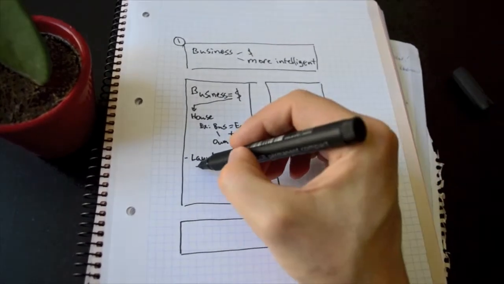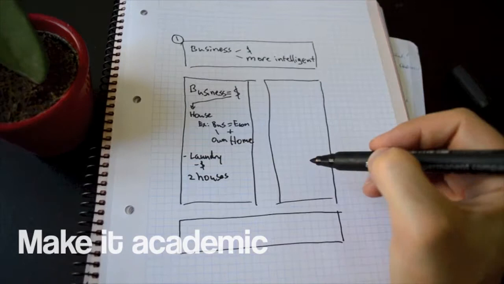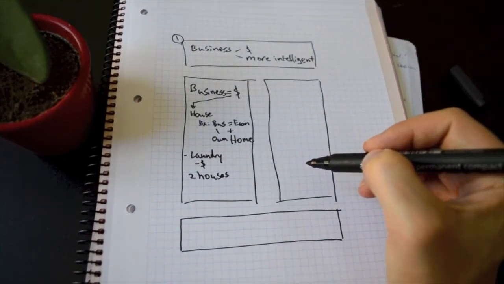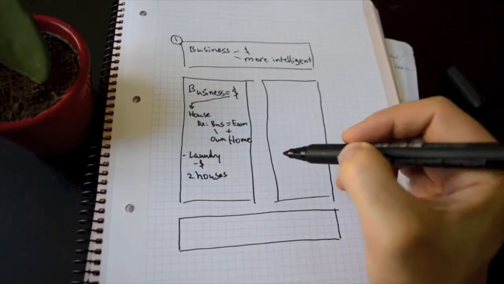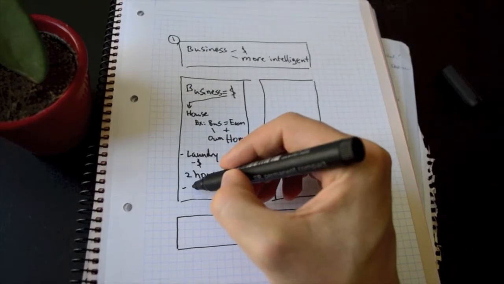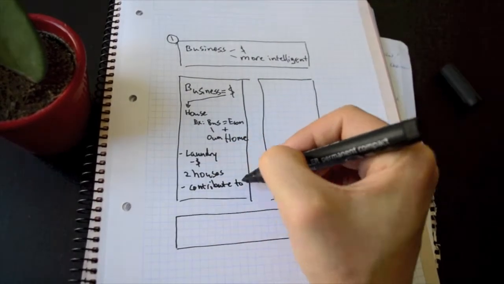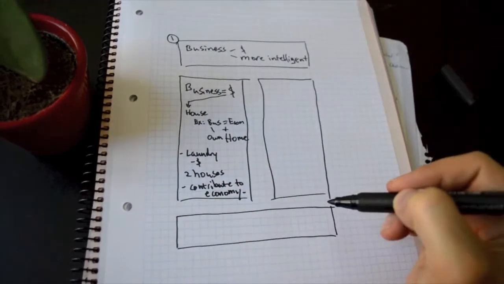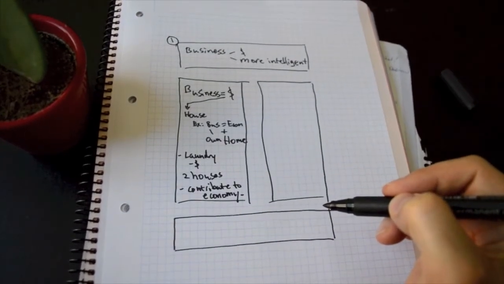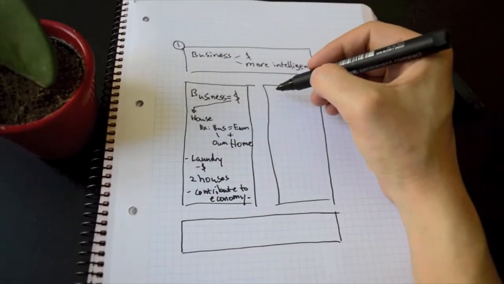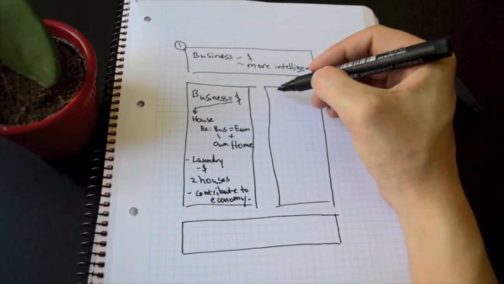Now, I really want to add an academic sounding piece of information at the end. So what I'll say is that this money allowed him to achieve a higher economic contribution because he was able to earn more money with the business.